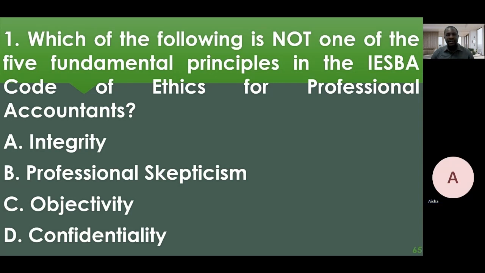So let's get your shares. Rufiat has answered number 1. So let me get your option. Which of the following is not one of the 5 fundamental principles in the IESBA Code of Ethics for Professional Accountants? A, integrity. B, professional skepticism. That's so fast. Okay, you're picking B.